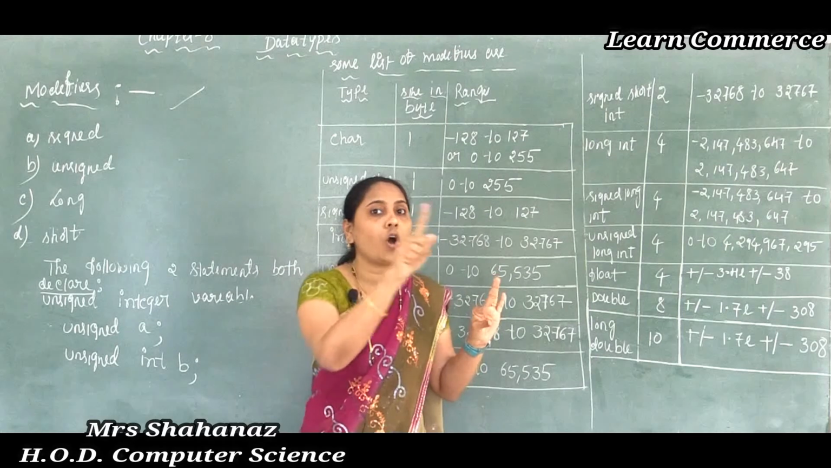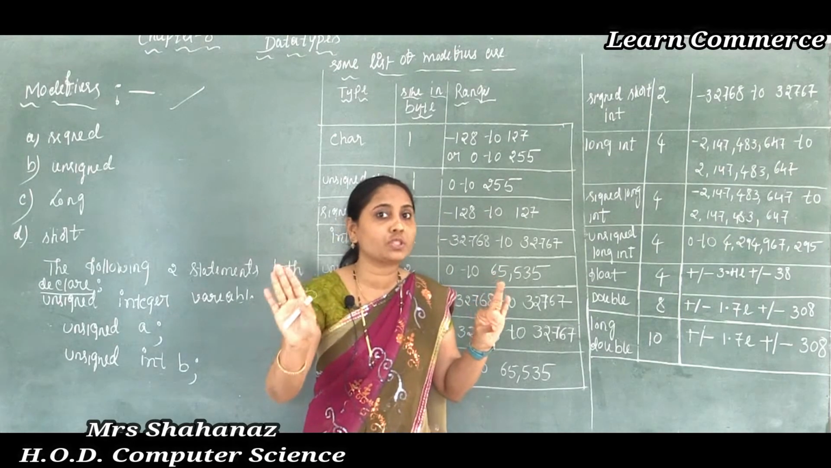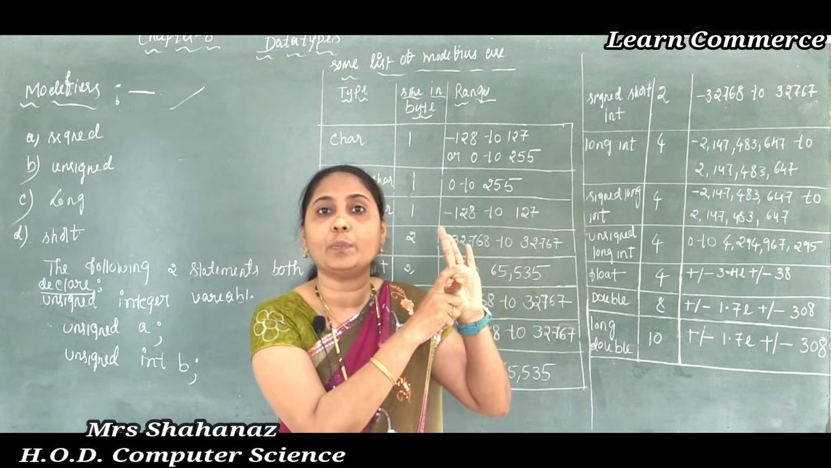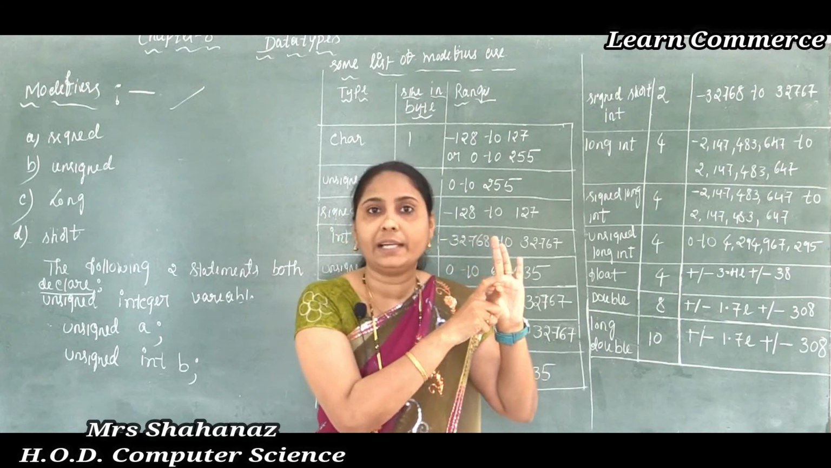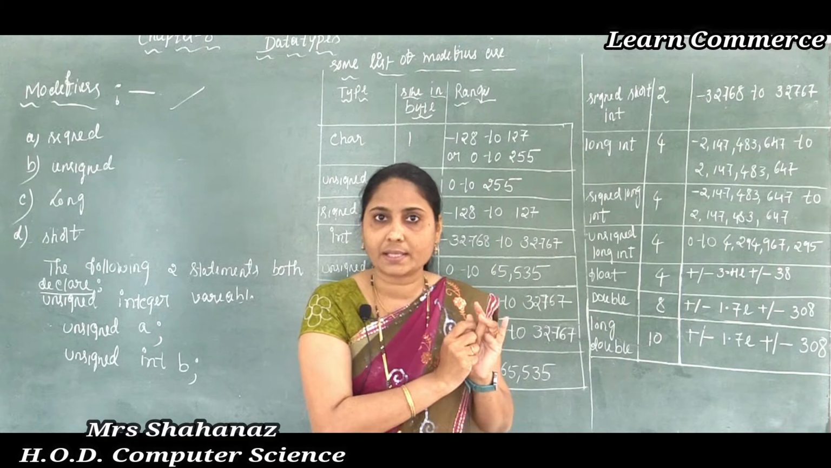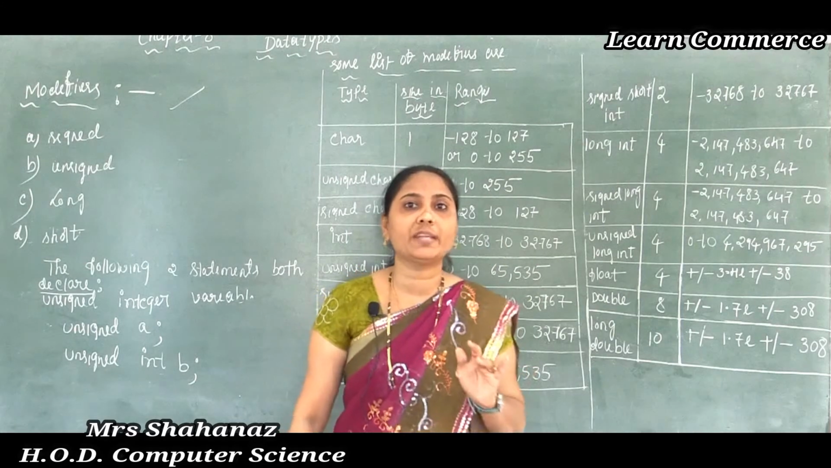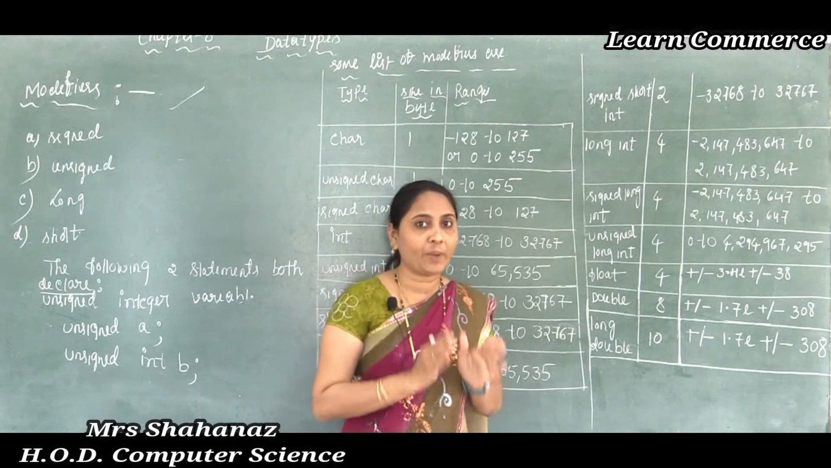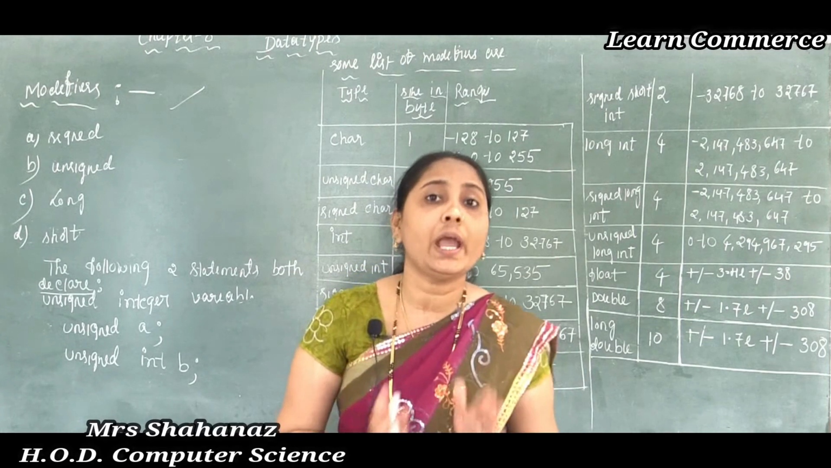Clear this point? Long and short we are not going to use with the char data type here. Signed and unsigned can be applied to our char data type. And lastly we can say that long can be applied to the data type double. Clear this point here? So depending on the rules, we are going to use the modifiers.